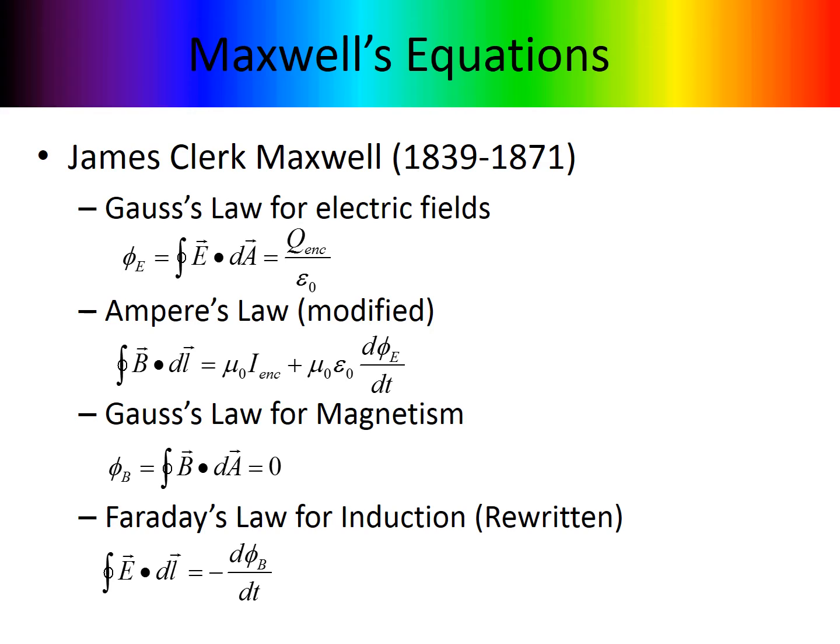Faraday's law for induction, normally we're used to seeing EMF equal to negative d phi b dt. Now we're seeing something slightly different here, so we're going to talk about that later and how we came up with this. And then Ampere's law, we need to modify. The first term on the right-hand side, mu sub 0 I enclosed, you've seen that before. You have not seen the second portion of the right-hand side, and we're going to talk about where that comes from.